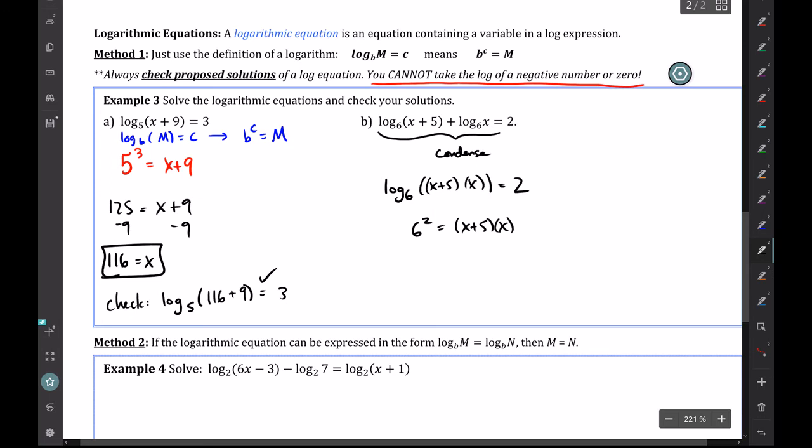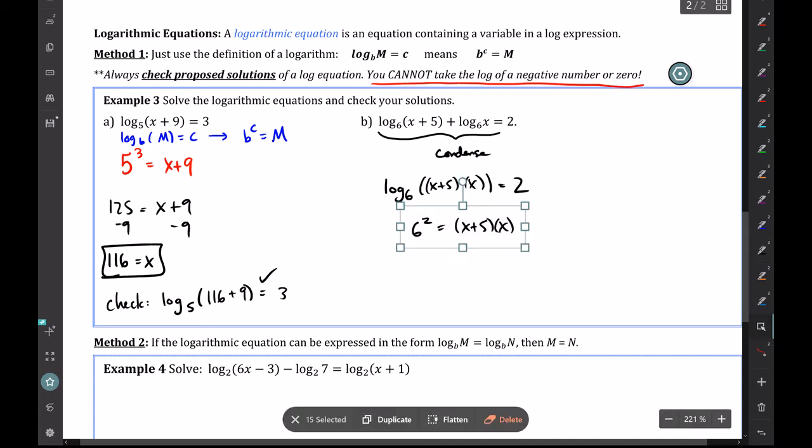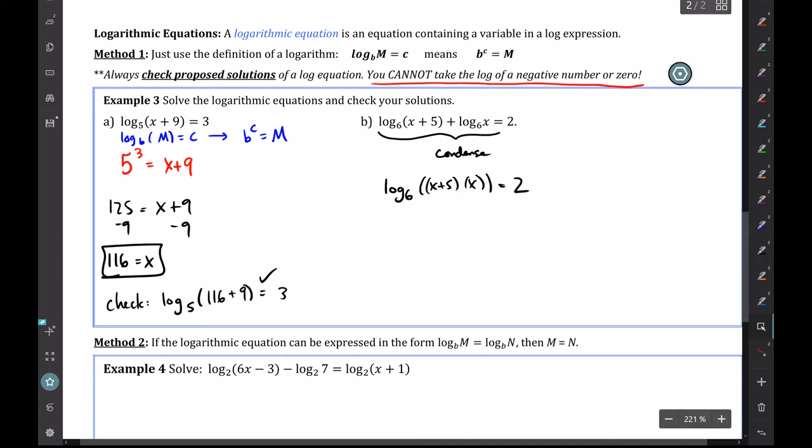Let me just say that this is replacing that rule, but let me look at it the other way. Another way of looking at this is I'm taking log base 6 of x plus 5 times x, and I'm raising it to the 6th power. So it's 6 raised to that stuff here, and then equals 6 squared, and you end up with what? X plus 5 times x equals 6 squared. Okay? Now we just have to solve.